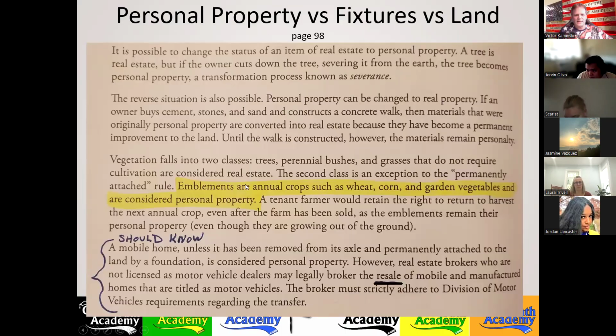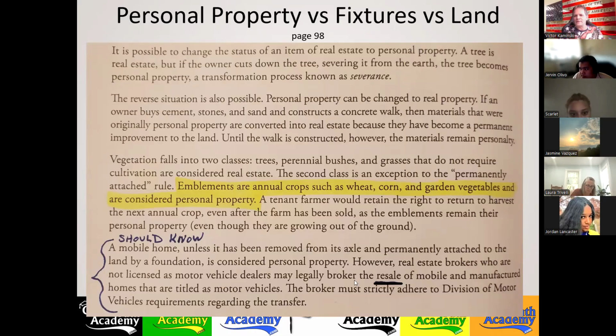Implements, on page 98. Implements are annual crops like wheat, corn, and garden vegetables, and are considered personal property. In the paragraph below it, I put a bracket here and said should know. We went over this in earlier chapters.